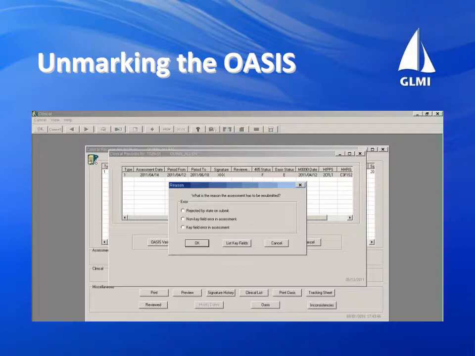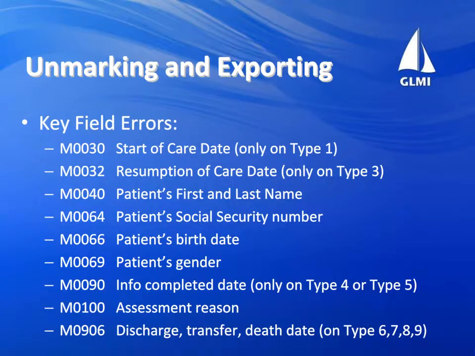Here you will need to select the reason why the OASIS information needs to be resubmitted, and we'll go over those key reasons on the next screen. There are 9 key field errors. MU30 for the start of care date, MU32 for the resumption of care date, MU40 for the patient's first and last name, MU64 for the patient's social security number, MU66 for the patient's birth date, MU69 for their gender, MU90 for the information completed date, MU100 for assessment reason, and MU906 for discharge, transfer, or death date.